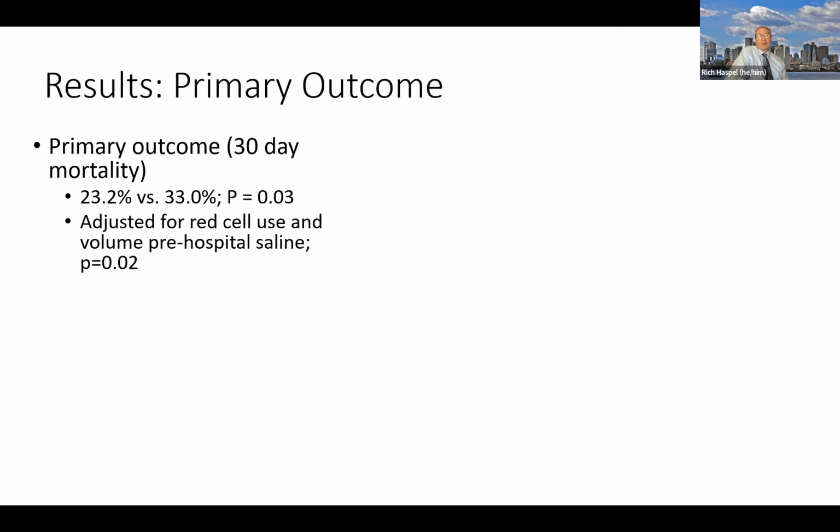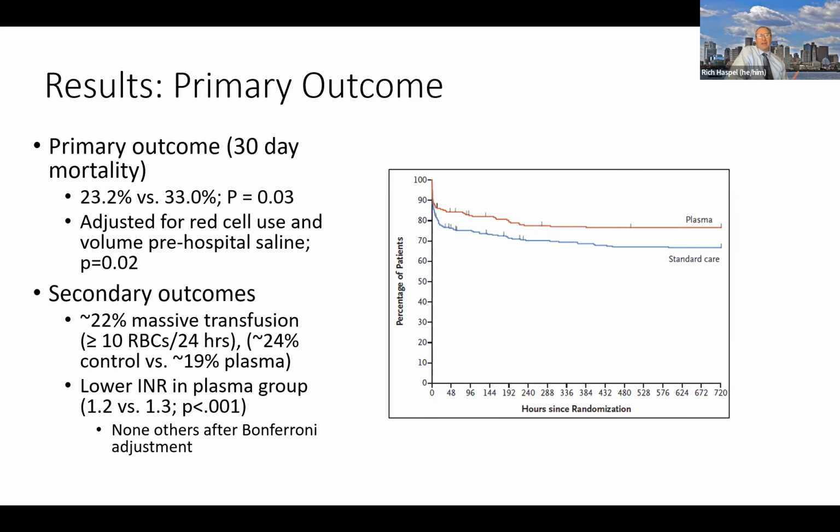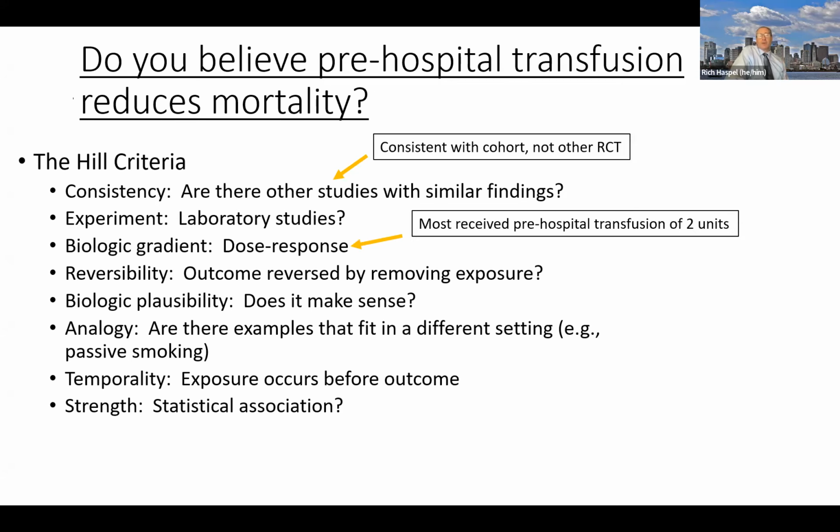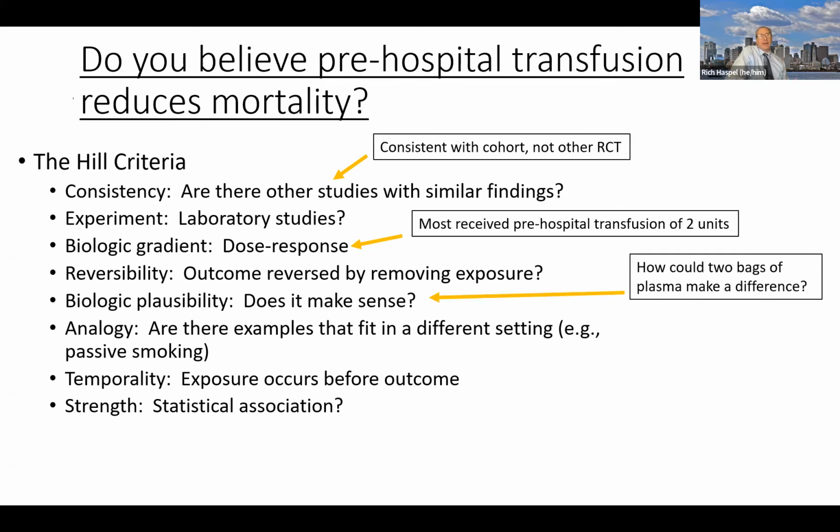So that's a big red flag. So primary outcome did show a benefit for giving the plasma beforehand. And there wasn't really much difference in the secondary outcomes, nothing really worth talking about. So looking at this study, well, it's consistent with the cohort study, not with the other randomized trial. Most did receive pre-hospital transfusion of 2 units, so no real dose response to look at there. Again, how did 2 bags of plasma make any difference? I mean, the bottom line is if you don't have any red cells, it's going to kill you. So plasma seems less of an issue.